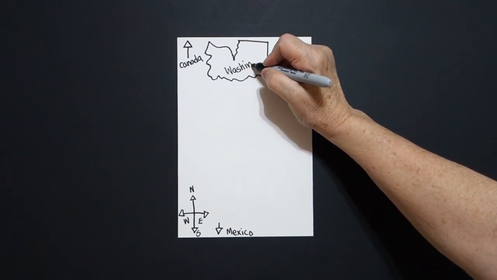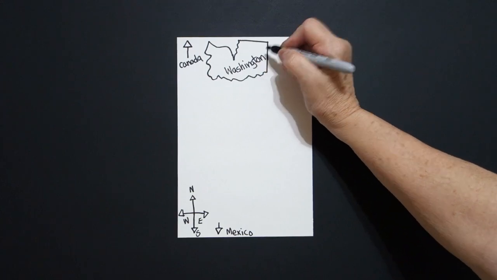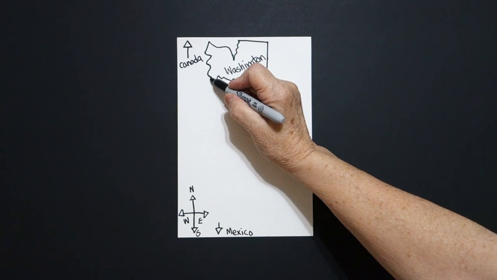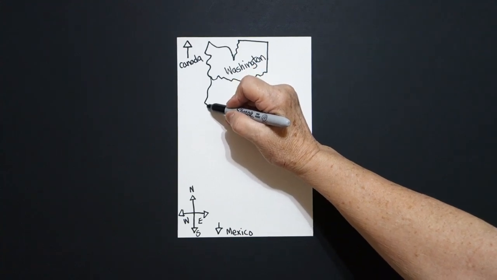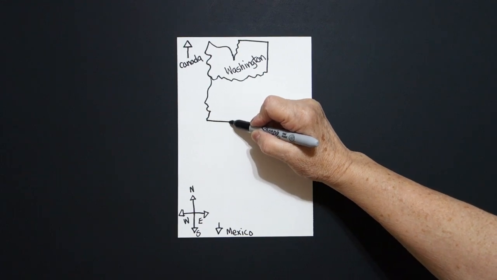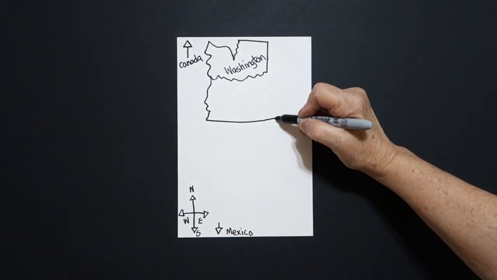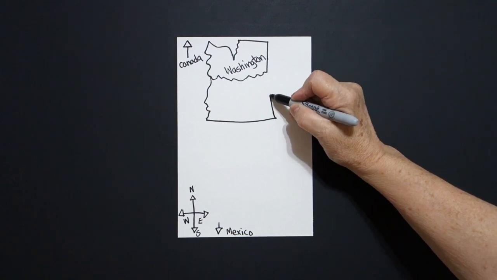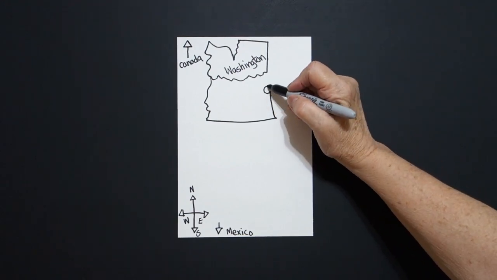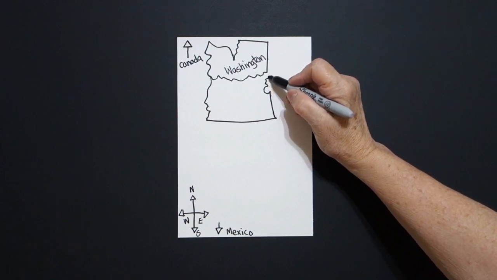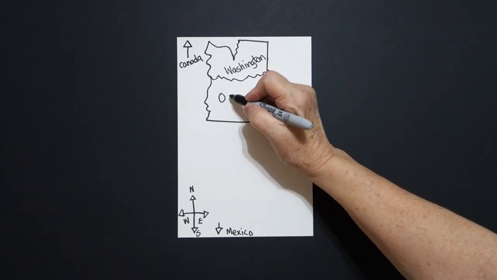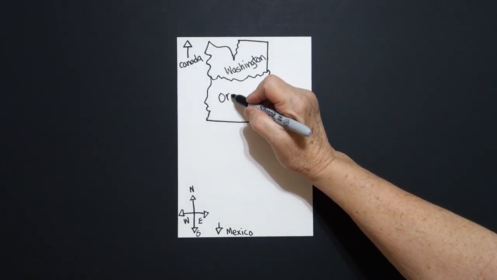This is the state of Washington. That is the state closest to our border with Canada. Now, starting on the left side, we're going to draw wavy line out, down, wavy line, slightly curve line over, slightly curve line up, curve line in, little curve line, little curve line, little curve line, connect. This is Oregon. This is the next state down.